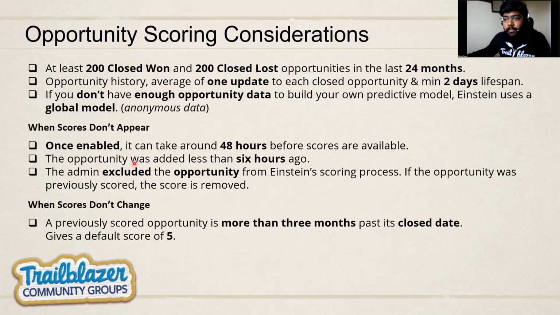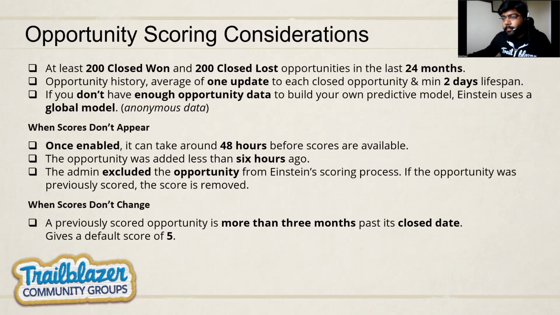Then last, again similar, if you have enabled the opportunity scoring, it takes 48 hours here. So in lead it takes 24 hours, here it takes 48 hours for the scores to be available. Again, once a new opportunity is added, it takes 6 hours for it to have a score. And then if you or the admin have excluded the opportunity, it will not fall under the scoring. And also if the opportunity is scored last more than 3 months and it is closed, it will not have a score and it will just give a default score of 5. So that's also something to be mindful of.